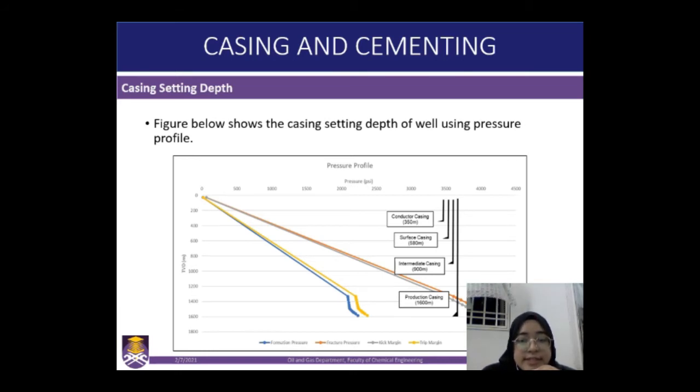As we can see here, the conductor casing is set at a depth of 350 meters. For the surface casing, it is set at a depth of 580 meters. The intermediate casing is set at a depth of 900 meters. And the production casing is set at a depth of 1600 meters.